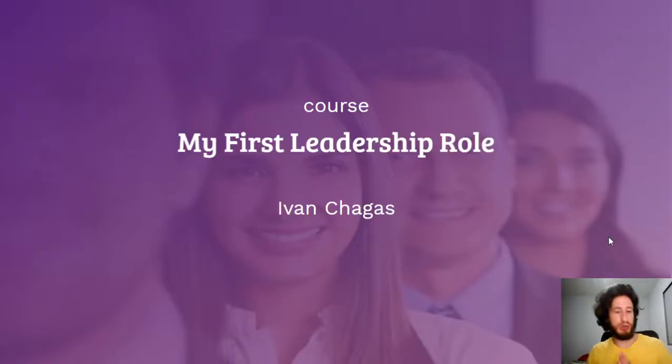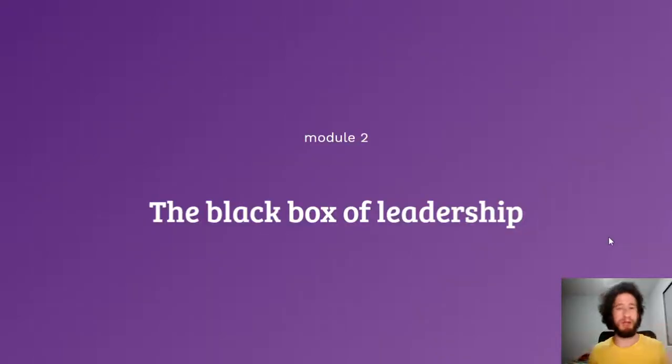Now I'm going to explain the concept of the black box of leadership. This was taken from the book from Andy Grove. Andy Grove, I think it's pronounced Andy Grove, who was the CEO of Intel, and he created this concept in his book, High Output Management.